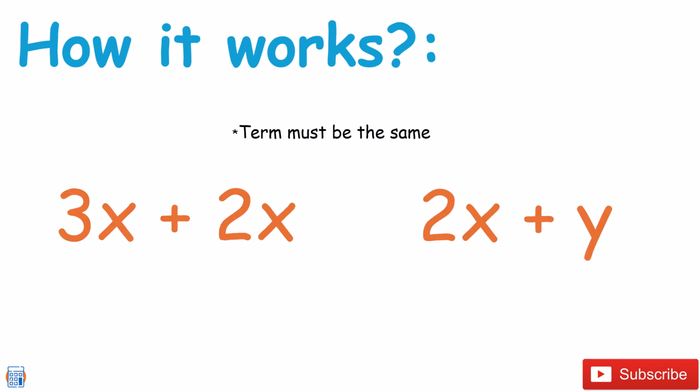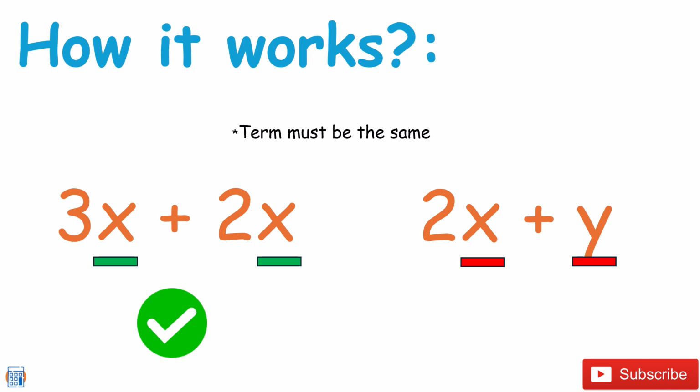Now, how it actually works, so like we said before, the term must be the same. So if we take 3x plus 2x, both of them x's are exactly the same. So that is okay to add. And then if we look at this one on the right, 2x plus 1y, x and y is not the same, so you could not add that together.